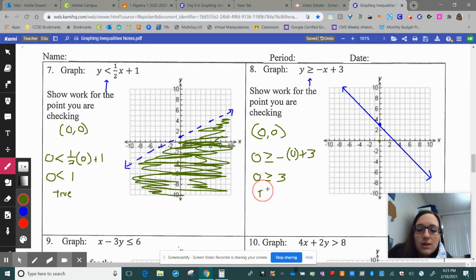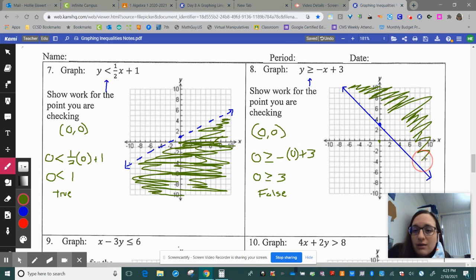No. So since that is false, that is not a solution over here, which means we can't color this side, which means everything over here is a solution. If you want to check, you can always substitute in a random number, and by a number, I mean a random ordered pair. You can pick any point over here, substitute it in, and it will give you a true answer.